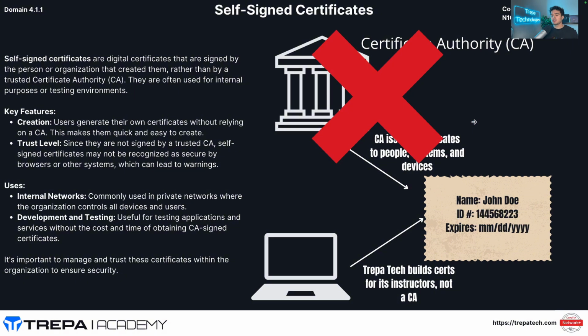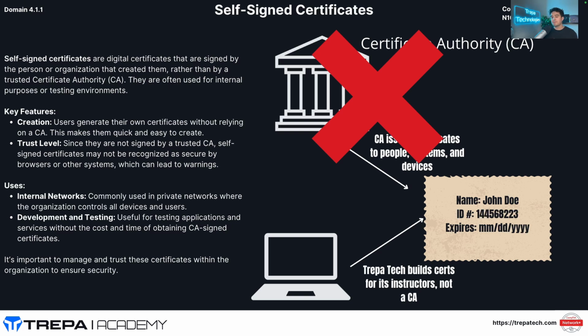Self-signed certificates. In an organization, we may set up a certificate authority, and that's our centralized way of doing a public key infrastructure. But we may have something less centralized, maybe like a distributed system, and that's where we have self-signed certificates. These are digital certificates that are signed by the person or organization that created them, rather than by a trusted certificate authority. So this is mainly for internal purposes or testing environments.